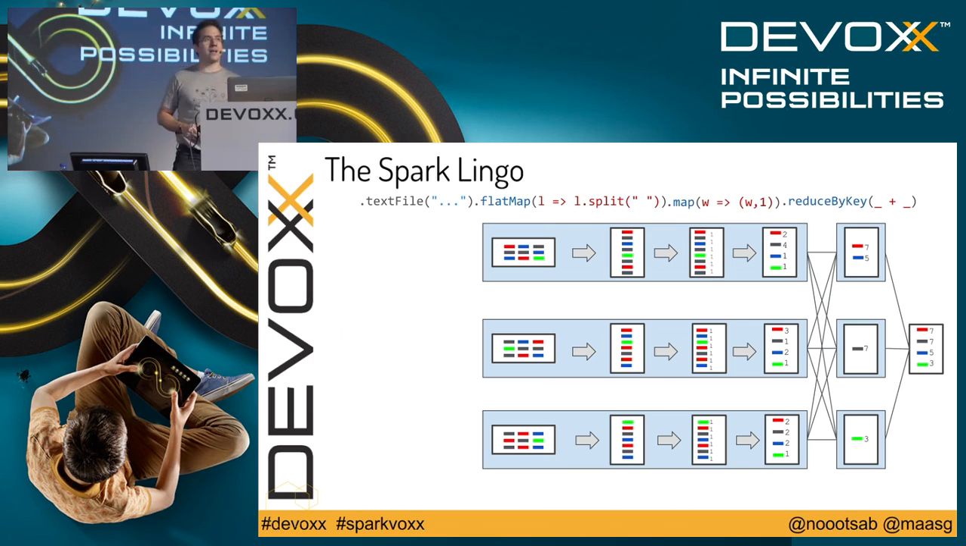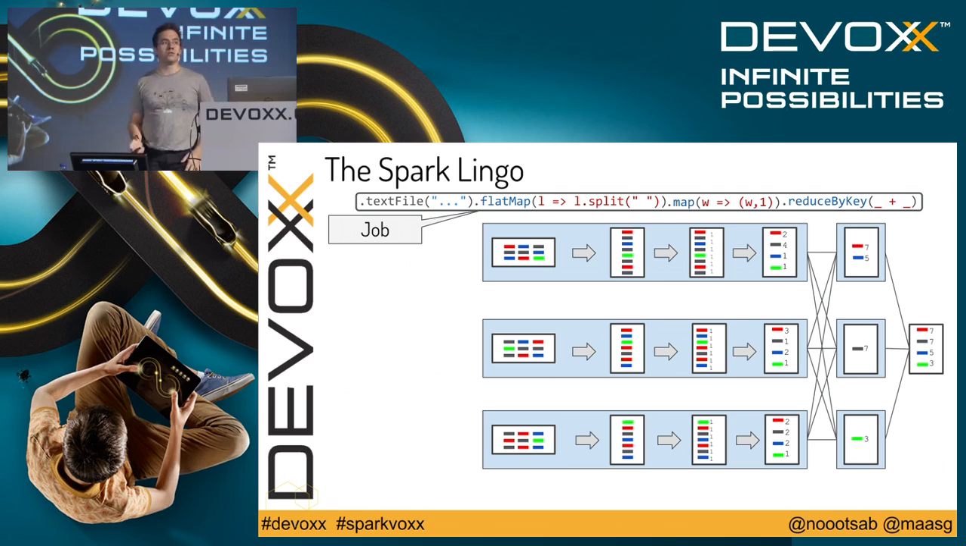So let's have a review of what you just learned on the Spark lingo. First, we have a job. The job is a set of transformations applied to a data set that is actually created by the Spark context. The Spark context is our gateway to the world. It allows us to load data from the outside and put data again in some secondary storage.